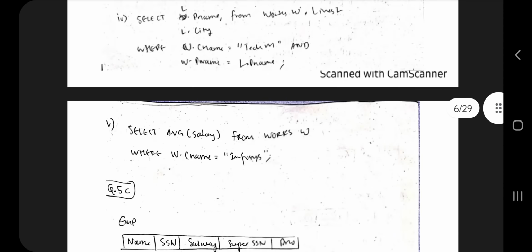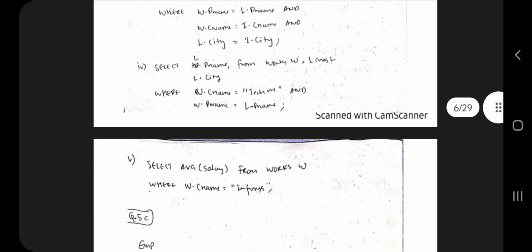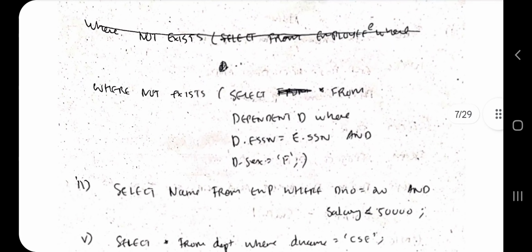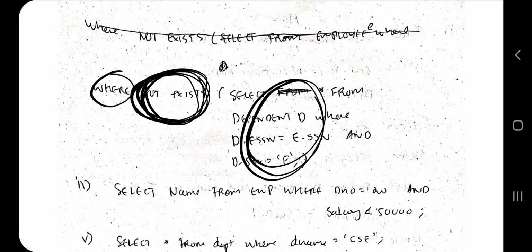After we have written that, the final condition given to us is who has no female dependents. No female dependents means we will use where not exists. Wherever they ask for no female dependents, that kind of question will come, you have to write where not exists. I'll repeat. First you have to write not exists. After that, here you have to write all that exist.